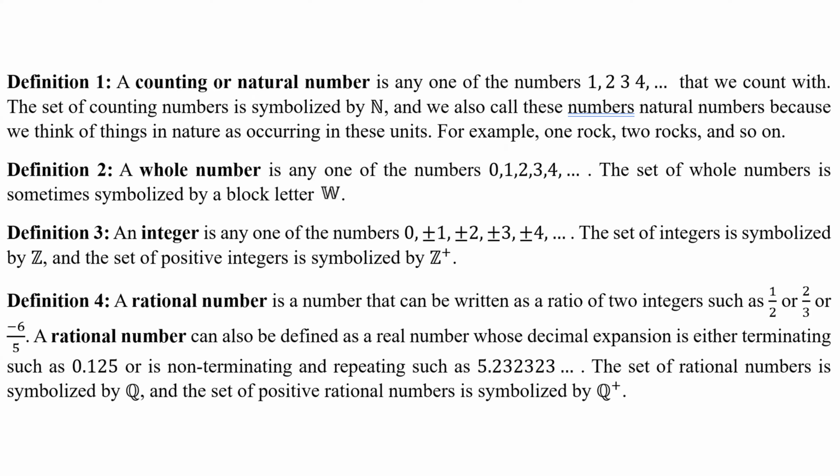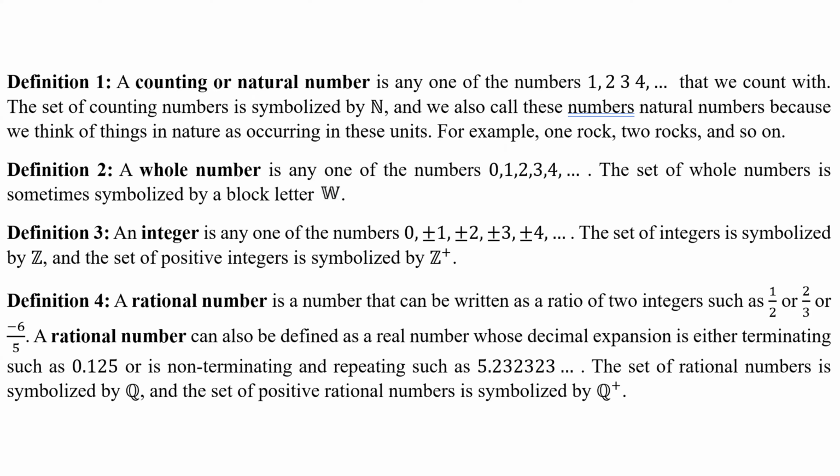In mathematics, the word rational always refers to some kind of ratio, and hence, a rational number is a number that can be written as a ratio of two integers, such as 1/2 or 2/3, or -6/5. A rational number can also be defined as a real number whose decimal expansion is either terminating, such as 0.125, or is non-terminating and repeating, such as 5.232323, and so on, where that 23 repeats forever.